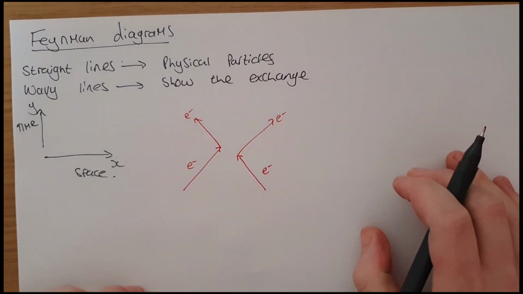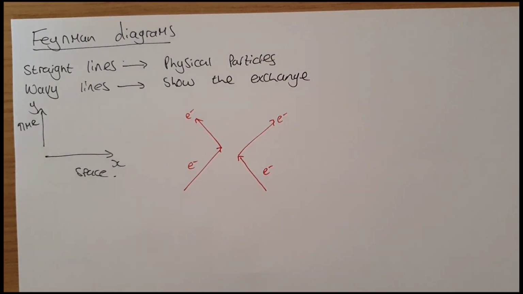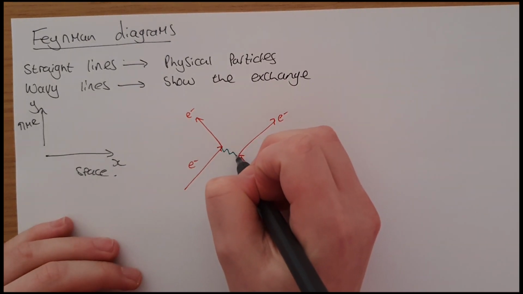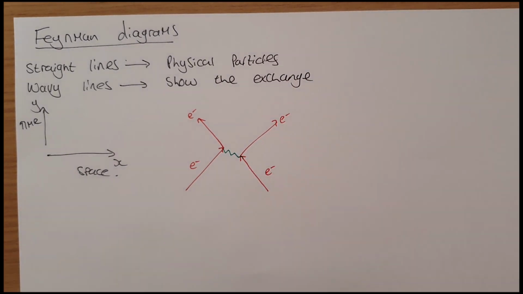So again, my electrons are moving away from each other. Now we're going to draw in a wavy line to show the exchange particle. Just like that. Now what causes that repulsion? Well, we've just said that if we have charged particles, then the fundamental force is going to be the electromagnetic force. And we said that the exchange particle of the electromagnetic force is the virtual photon.